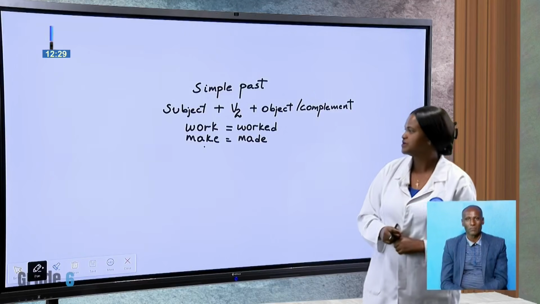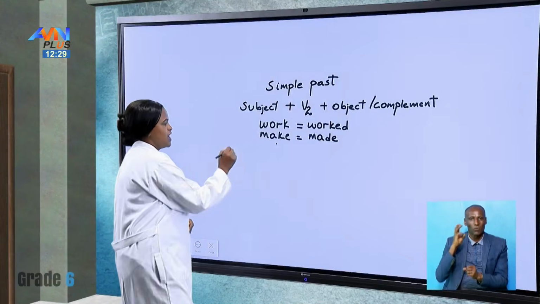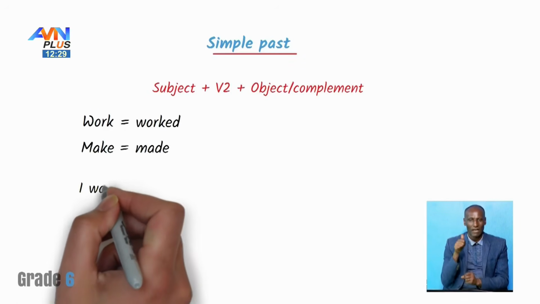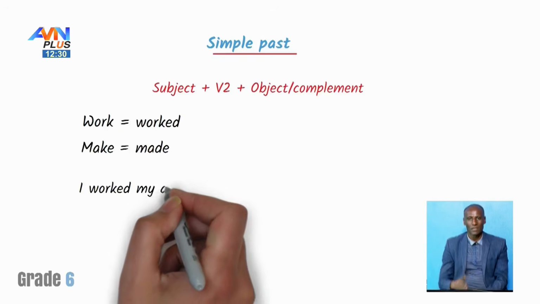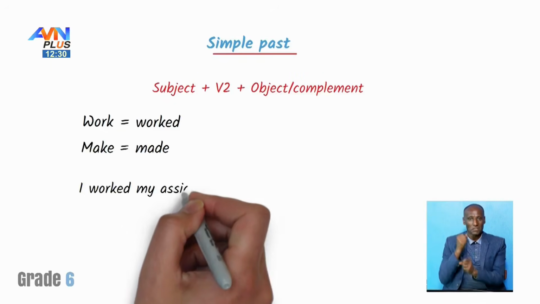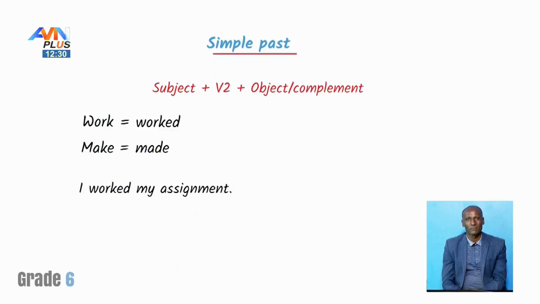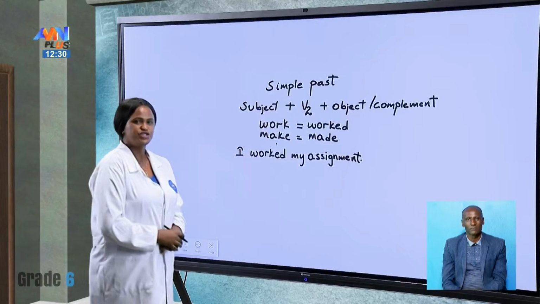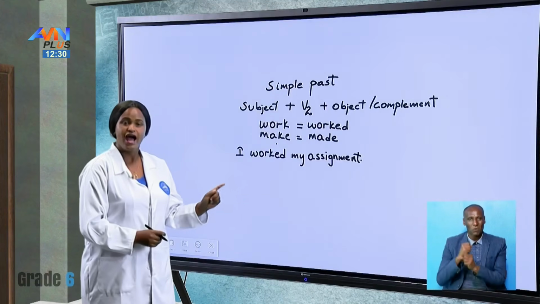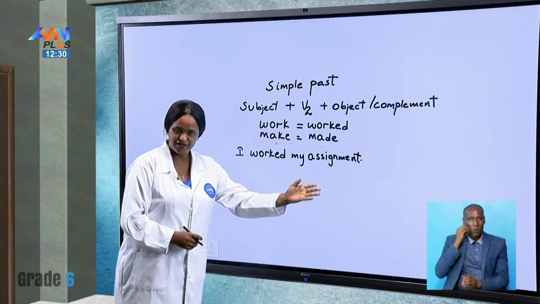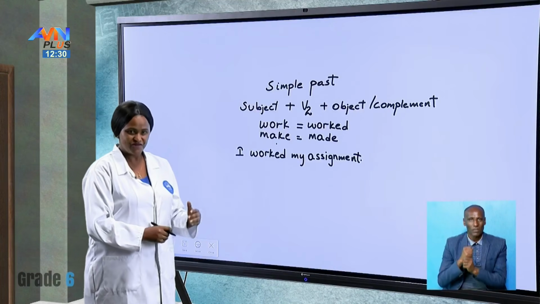Let's do it together. Let us use the word work. I worked my assignment. Did you say like this? I worked my assignment, or I worked my homework. Or you can say what? I worked my classwork. Perfect, very good.